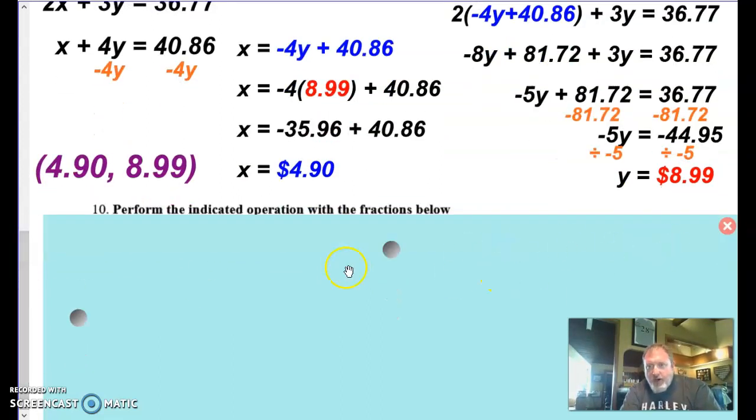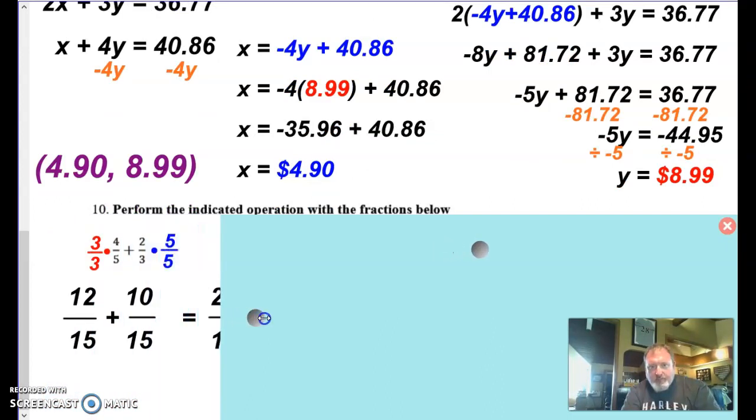Then we're going to get to our bottom 3 here with fractions. Start off with a little addition. Whenever we add, we have to have a common denominator. So I am going to multiply this first fraction by 3 over 3. 3 times 4 is 12. 3 times 5 for 15. And the second fraction, I'm going to multiply it by 5. So 2 times 5 is 10. 3 times 5 for 15.